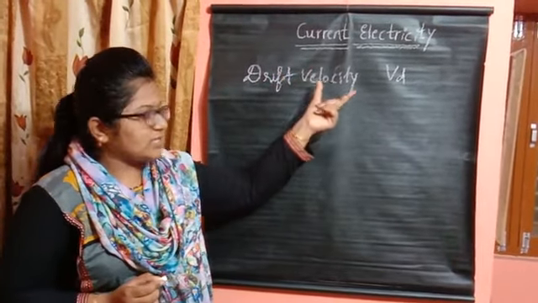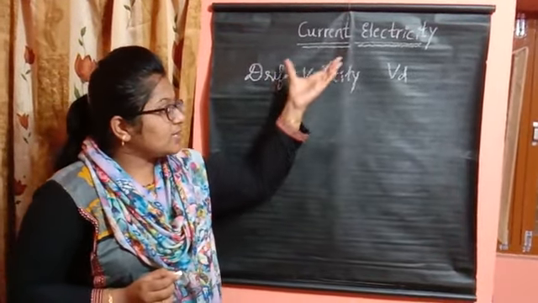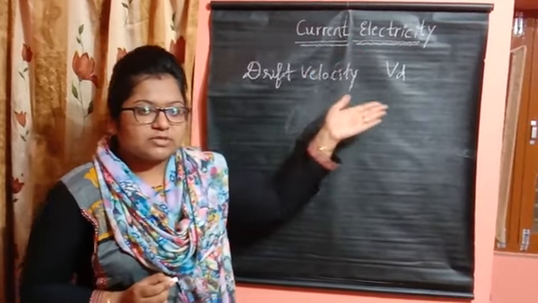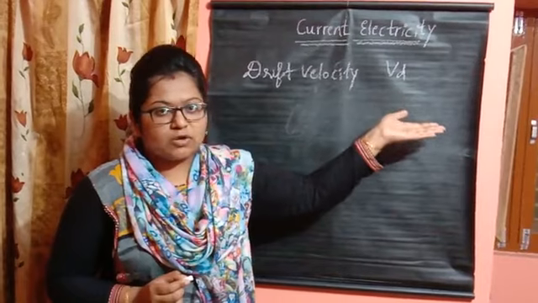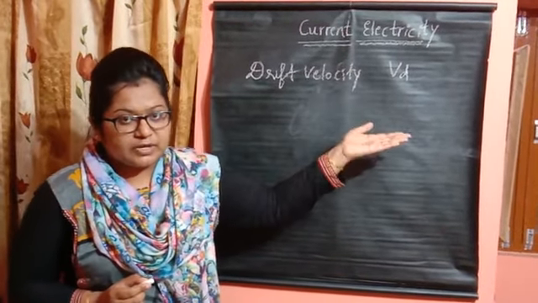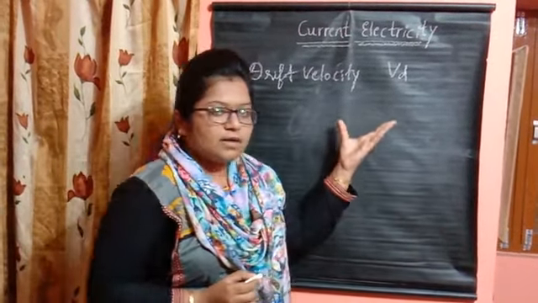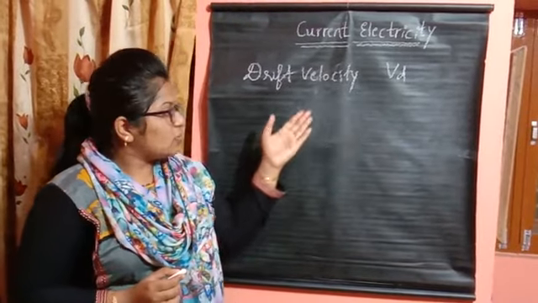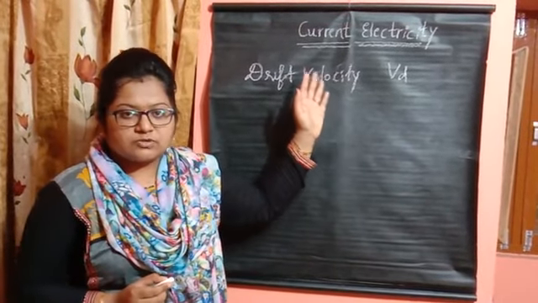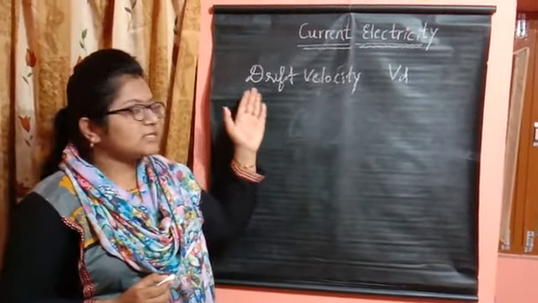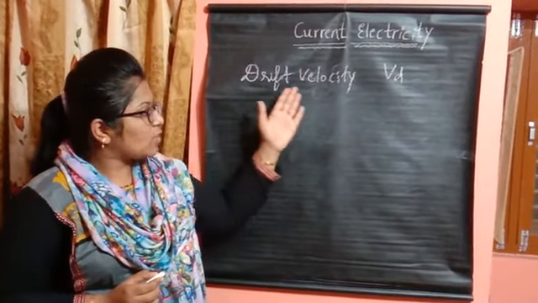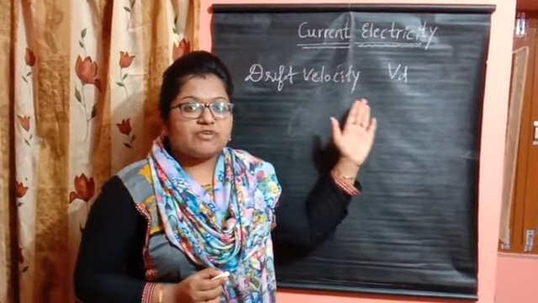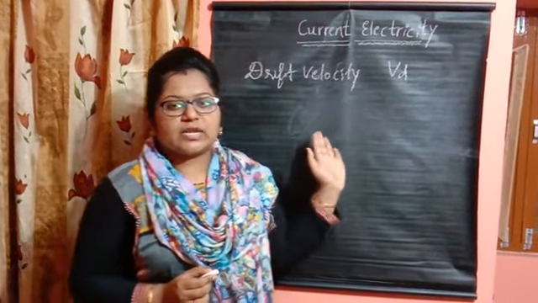Drift velocity means, in the conductor, what's happening? Electrons are moving, and you know, every moving thing will possess some velocity, some speed. Like that, in a conductor, when electrons are moving, they also possess some velocity. The same velocity we are calling drift velocity. So how can we define it? Drift velocity is an average velocity of electrons moving in a conductor.